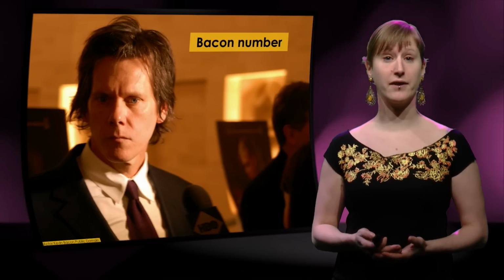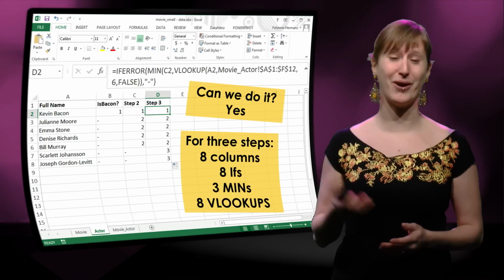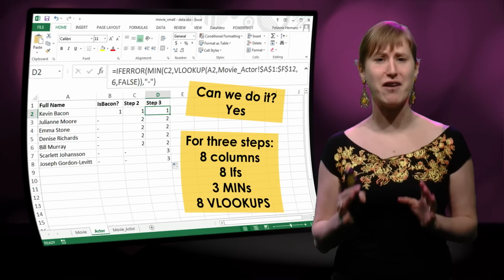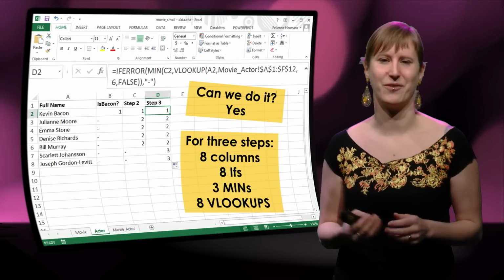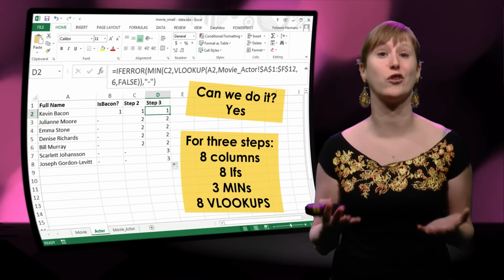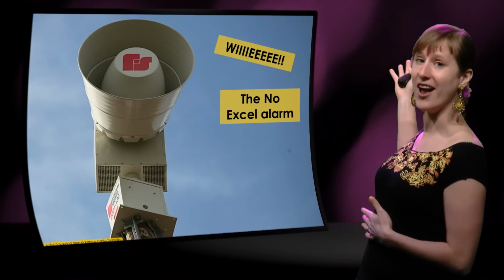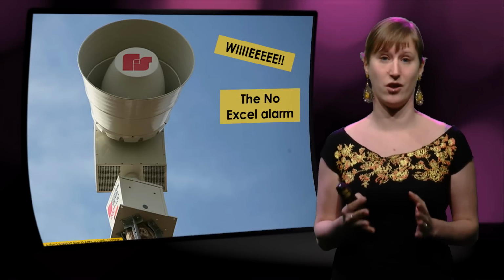So we've calculated the bacon number in the previous video in Excel, which is possible but takes us a lot. I'm not afraid to admit that it took me about 5 hours to come up with this solution, and I'm quite handy with Excel, so this is not a solution you want. Actually, I hope that in your mind you have something like this, the no Excel alarm.